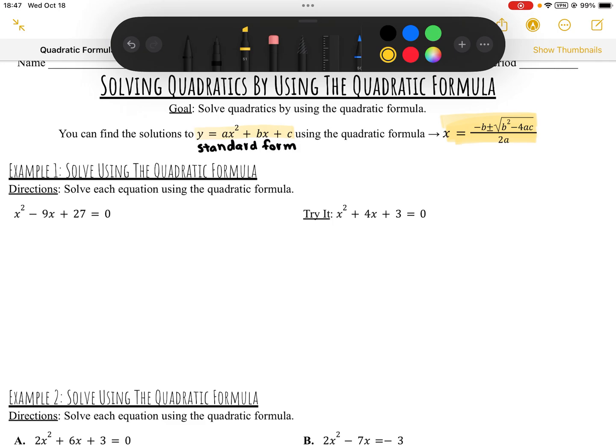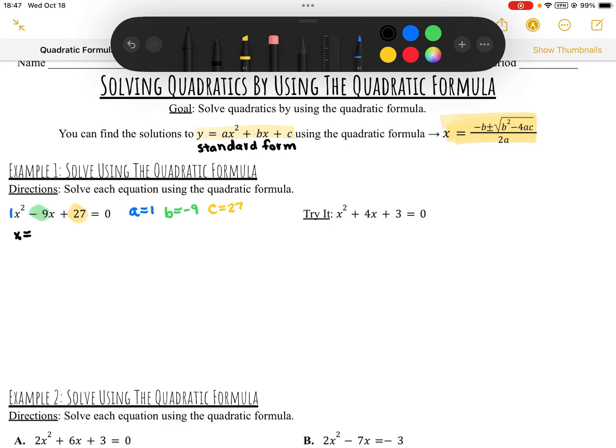So for example 1, I have x squared minus 9x plus 27. My a value is the number in front of x squared. So here, that's going to be 1. So a equals 1. B is the number in front of my x term. Make sure you keep the sign. So b here is negative 9. And then c is my constant. C is 27. So now I'm going to substitute these values into the quadratic formula.